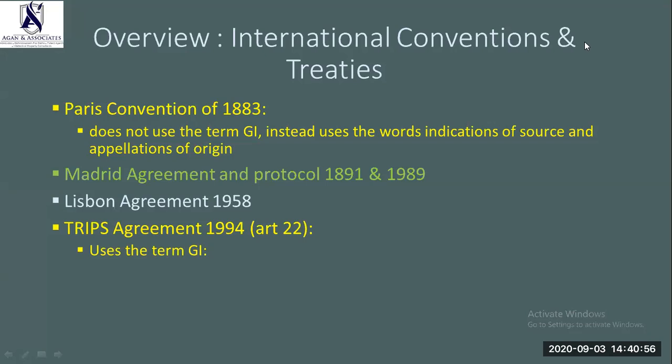Now, there are international conventions and treaties that have covered aspects of geographical indications and have used different terms. For example, the Paris Convention 1883 uses the words indications of source and appellations of origin. Please note that we shall be revisiting those particular terms because they are very important.